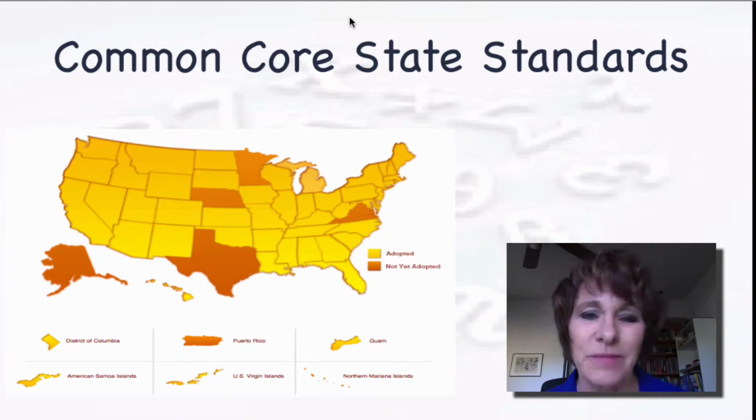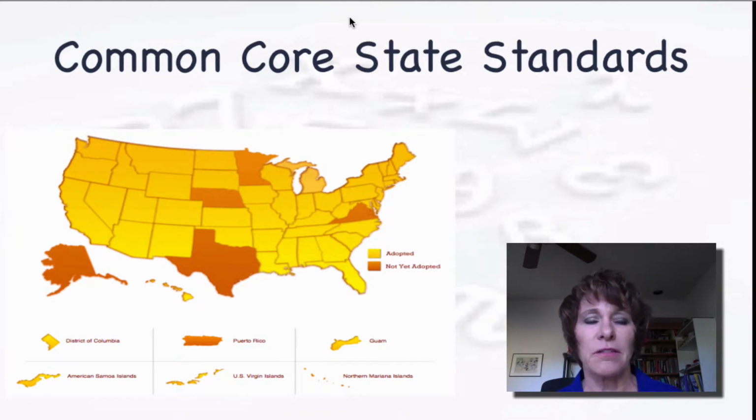Welcome back. Let's talk just a second about the Common Core state standards. 45 states, 4 territories, the District of Columbia, and the Department of Defense all have adopted the Common Core state standards, English and math. But in addition to the content standards, there are a set of mathematical practices, and these mathematical practice standards are how students are supposed to be able to engage and communicate and practice math.